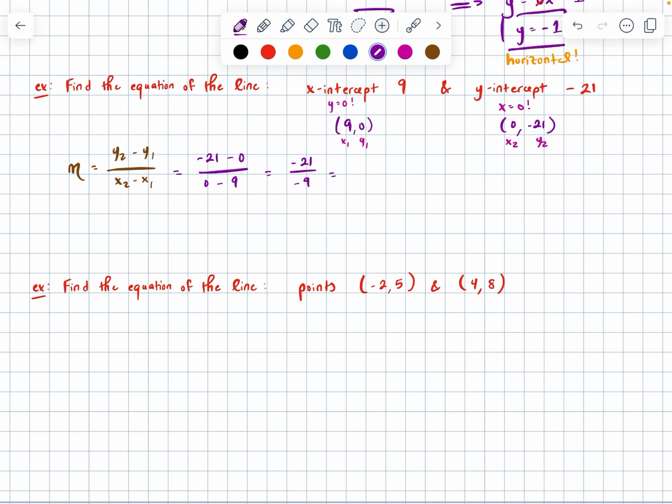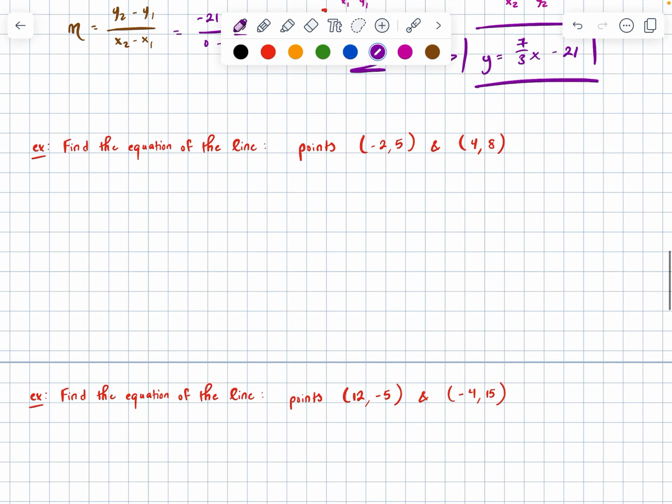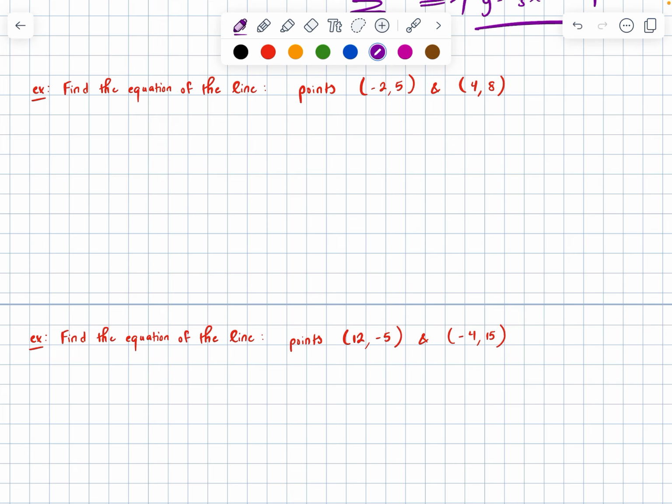Notice a negative over a negative is going to be a positive. And then 21 and 9, both of these have a common factor of 3. Divide both of them by 3, we get positive 7/3. So my slope is 7/3. Notice my y-intercept is negative 21, so this is my value of b. Slotting everything into place, I now know that y is equal to mx plus b, which is 7/3 x minus 21. Cool.